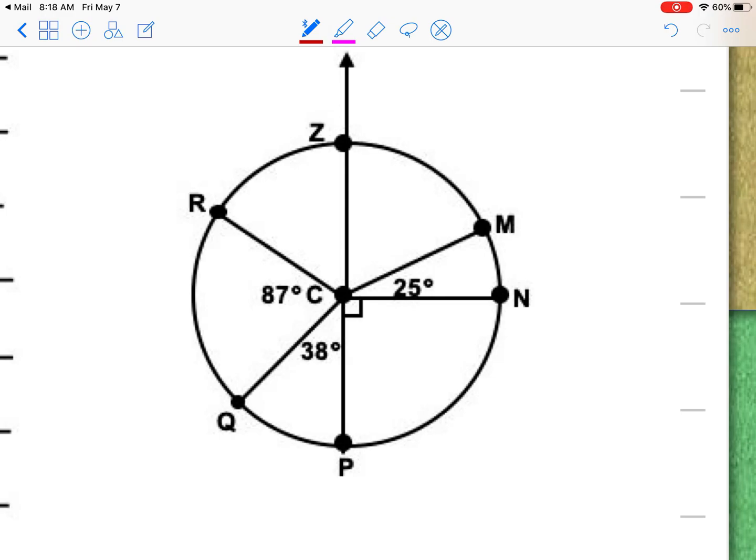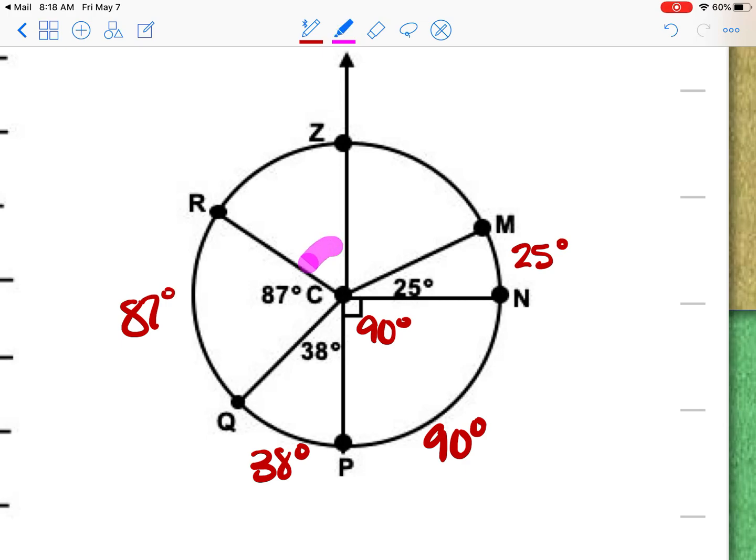We know that this is a 90-degree angle here, which means that's 90. Arc MN is opposite the 25, so there's that one. QP is 38. RQ is 87. Now we're missing 2 angles. We don't know whether they're congruent or not. We have no idea, but we do know that these 3 right here are going to add up to 180 because that's half a circle. Z to P is a diameter.